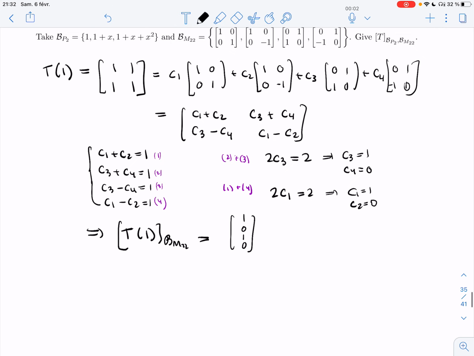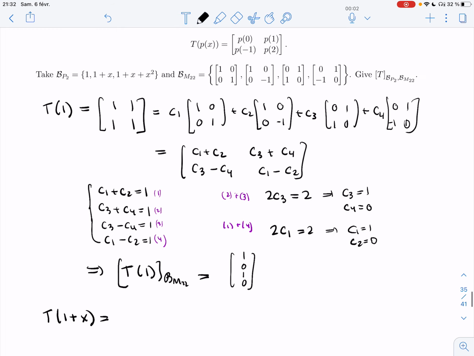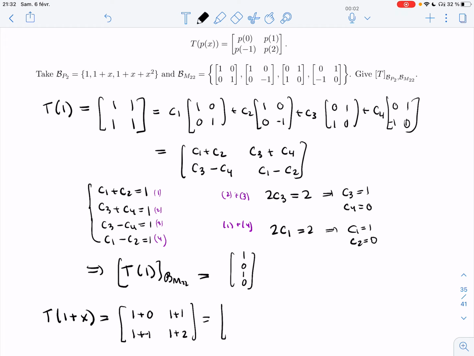All right, let's do the next one. So that's going to be your first column. I'm going to look at 1 plus x. So I want to apply T to 1 plus x, and then I have to write it in terms of my basis. So I'm applying this function to 0. So I'm plugging in x equals 0. I get 1 plus 0, I get 1. I'm plugging in 1. I'm plugging in -1. I'm plugging in 2. And so I get 1, 2, 0, 3.